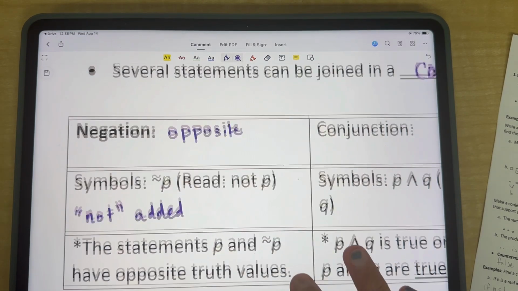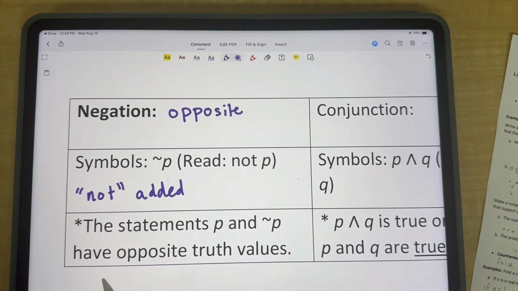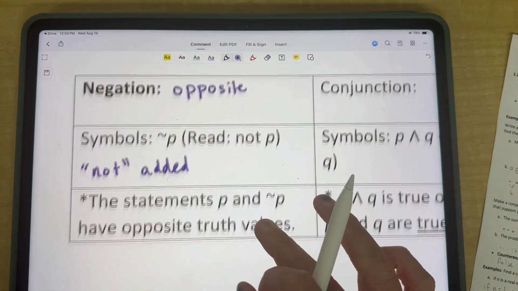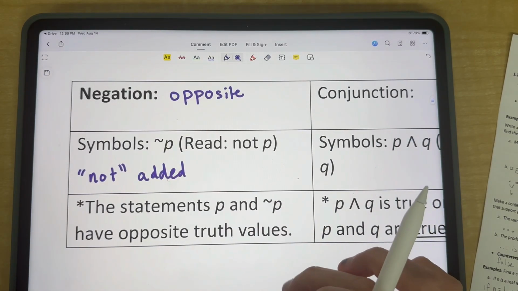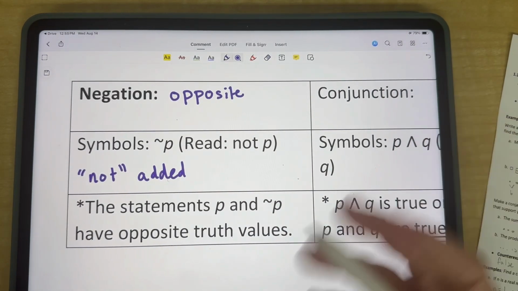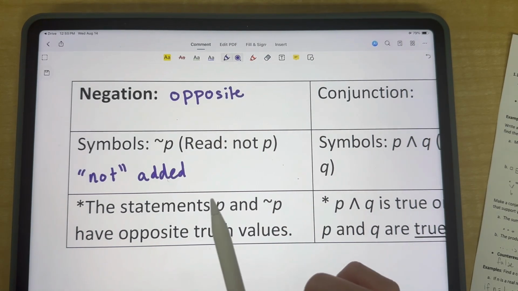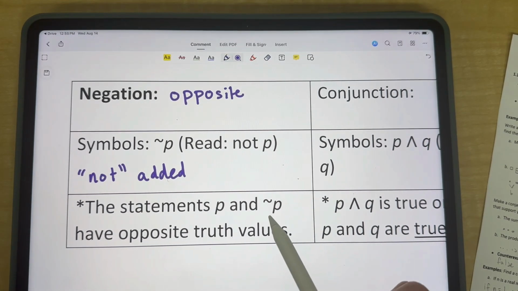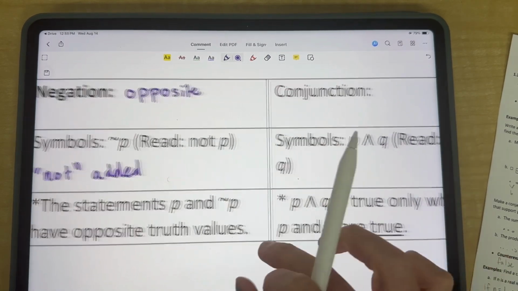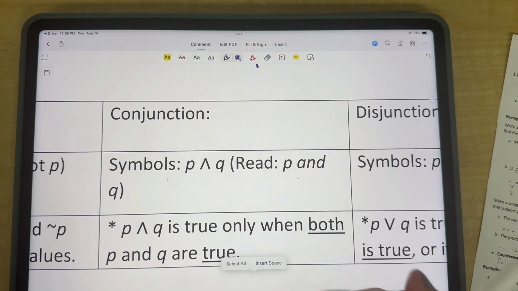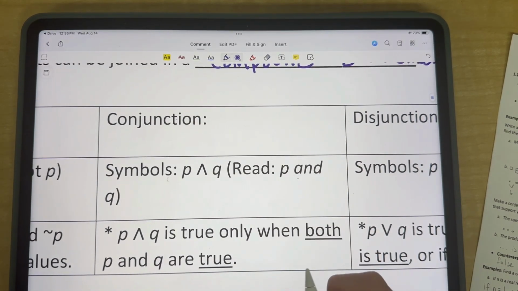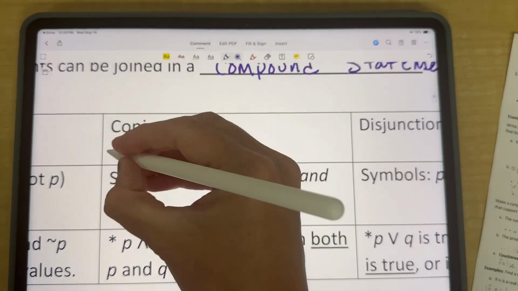All right, the statement P and not P have the opposite truth values. So if I say the sky is blue, and that's true, then the negation, the sky is not blue, would be false. So whatever the statement is, if P is true, the negation is false. If P is false, then the negation is true. That's important later on. Okay, conjunction. You're going to combine with the word and.